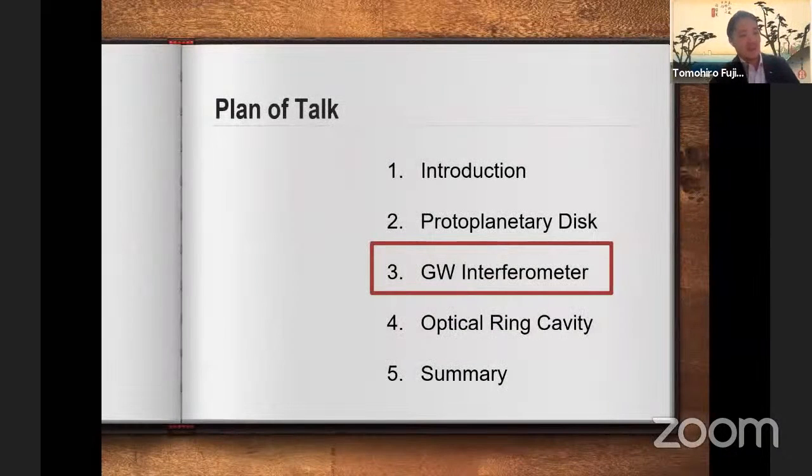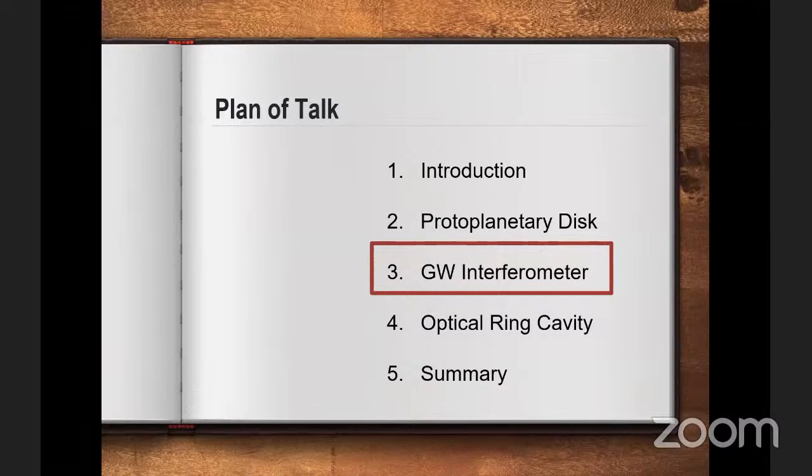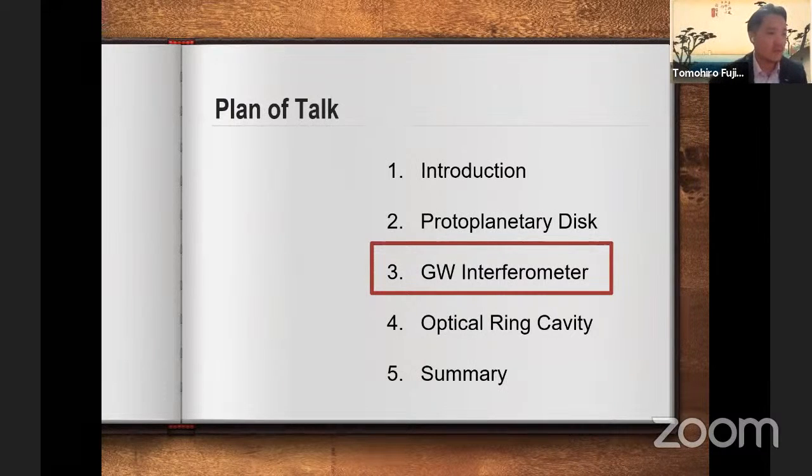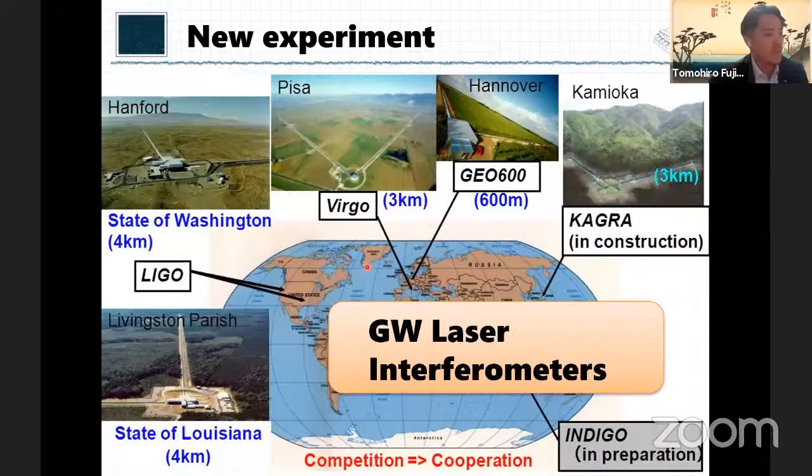So then I want to go to the next section, gravitational wave interferometer. I think it's the lightest part. It's kind of easy. The topic looks like it changed completely, but it's not. I will still continue to talk about axion-like dark matter, but for a while, let me say a few words about gravitational wave laser interferometers. As you may know, we have a bunch of different gravitational wave observatories in the world, and also in Japan, we are constructing KAGRA. It's almost completed.